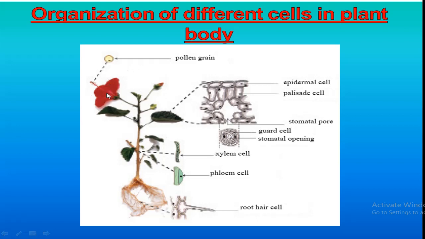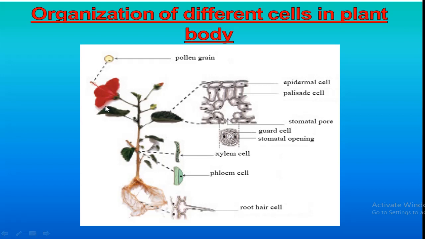Flowers contain one type of cell. Leaves contain another type of cell. Stems also contain another type of cell. Roots also contain another type of cell. The function of the cells contained in the flower is different from the cells contained in the leaves. The function of the cells in the leaves is different from the cells in the stem. The function of the cells in the stem is also different from the cells in the roots.